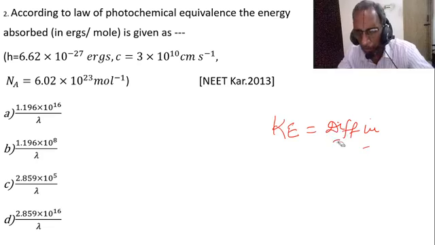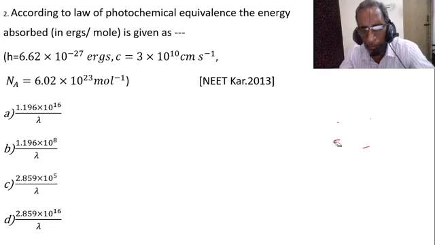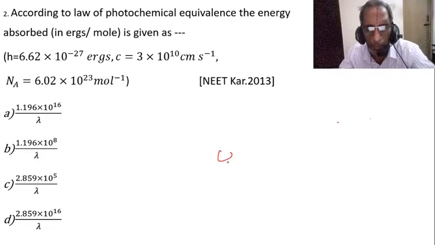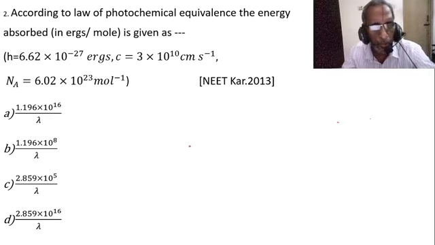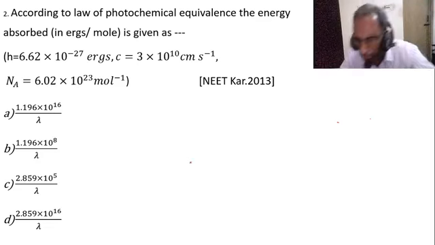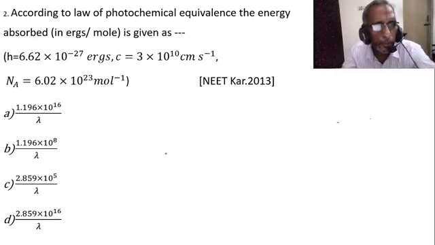So it is nothing but the law of conservation of energy. Energy can neither be created nor be destroyed. Photochemical means photo energy is converted to chemical energy or electronic energy. That's all. So it is given. What is the energy of the absorbed electrons? So B, A, we will see. Good.